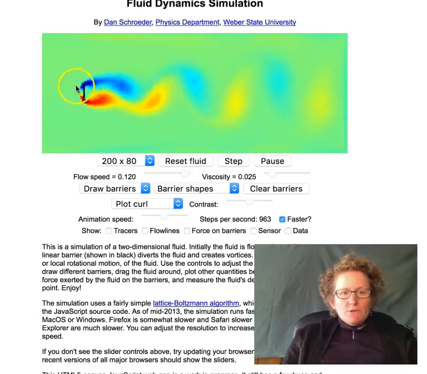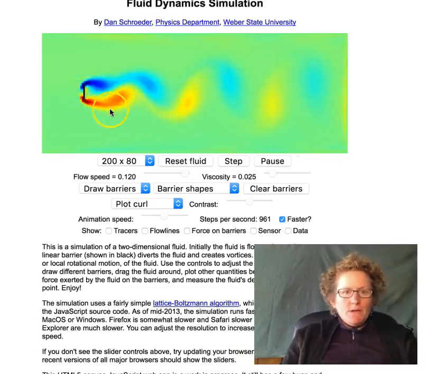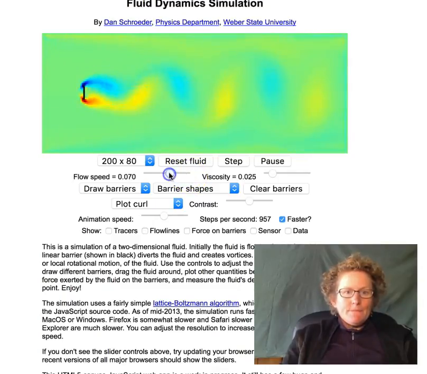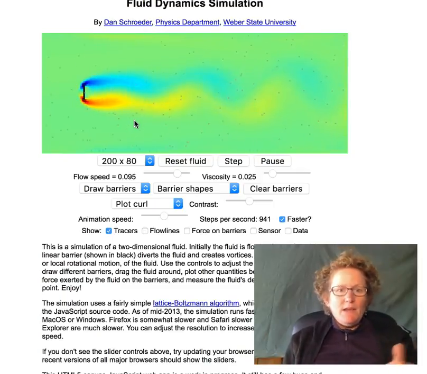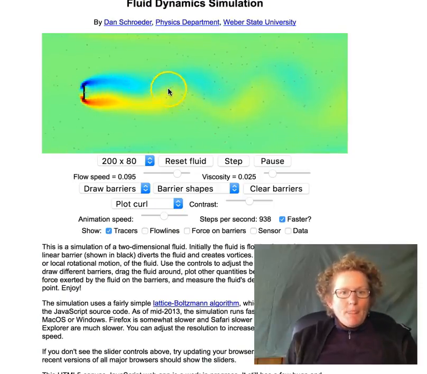So here we are, we have our little short barrier here. It's got a high flow speed. Let's turn that down a little bit. Well, maybe let's turn it up a little bit so we can see things. Now, if we put tracers in, I'm down here under animation speed where it says show. I can hit tracers. They simulate particles of air, and you can basically see what happens to the air in a particular area. And you can see it follows the plot curls. These particles go up and down, following these wavy lines.